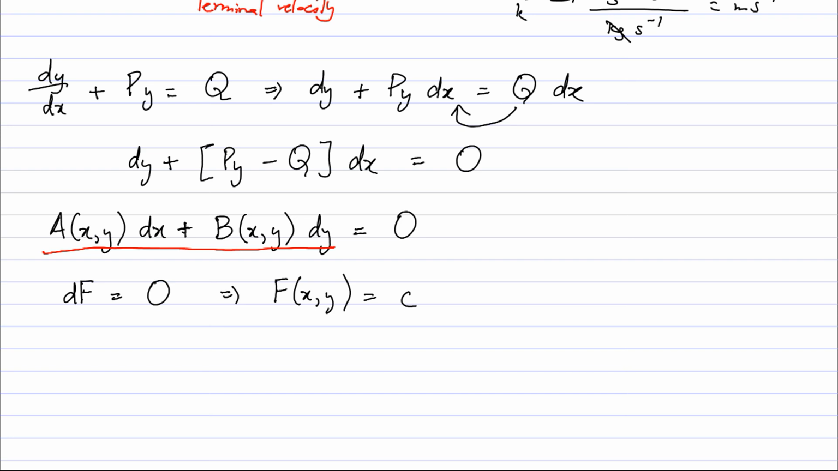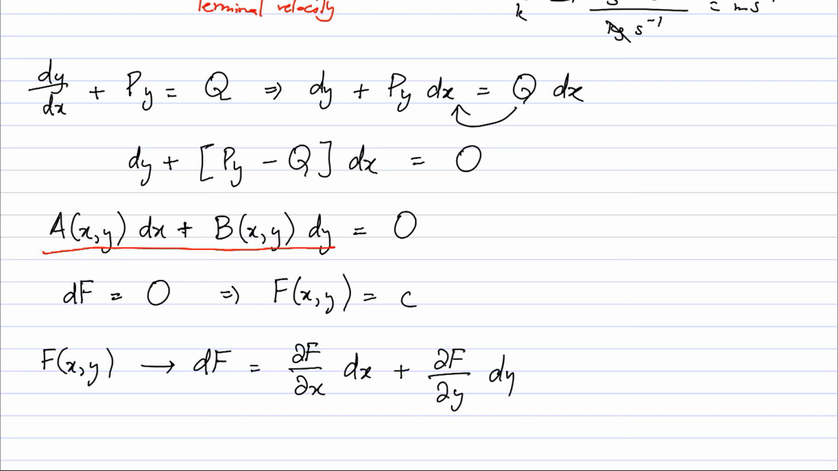Let's first of all see whether we can quickly decide whether this is the case or not. If you have a function of two variables, then it immediately means that the differential of that will be the partial of F with respect to x, keeping y constant, dx, plus the derivative with respect to y, keeping x constant, dy. So that's what you have, and then you have to compare this with your original equation. So you compare this with this, and this with this.